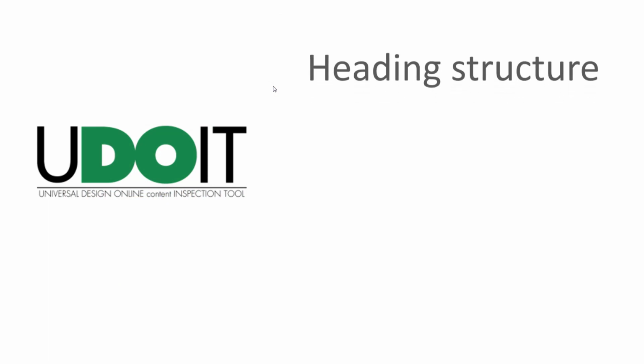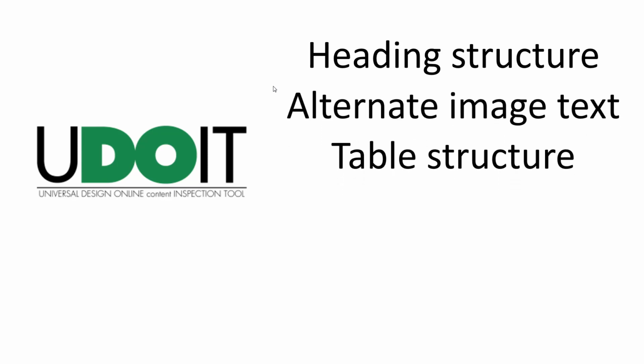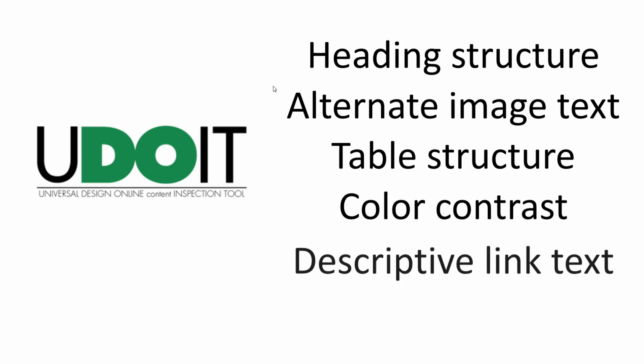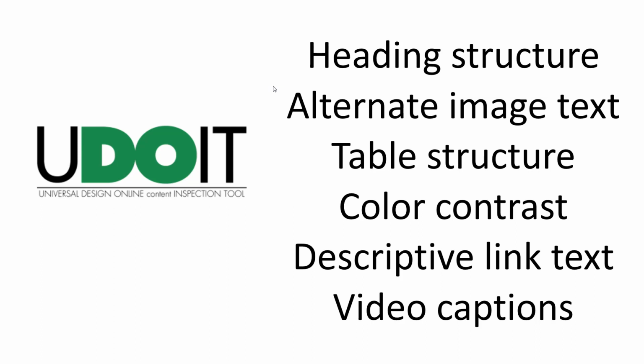UDOIT spiders your ICON course and exposes accessibility issues such as heading structure, alternate image text, table structure, color contrast, descriptive link text, and video captions. Courses that lack accessibility in these areas can present learning obstacles to some learners, including learners with disabilities.